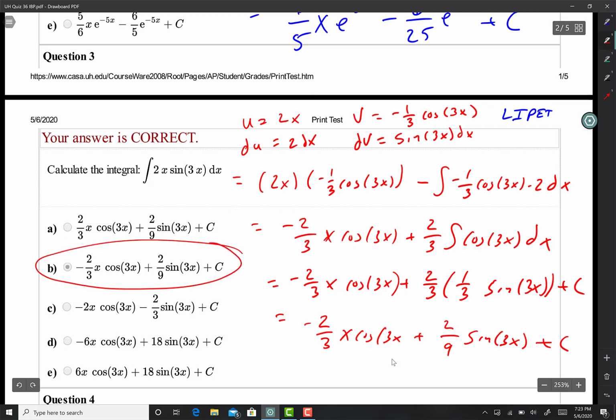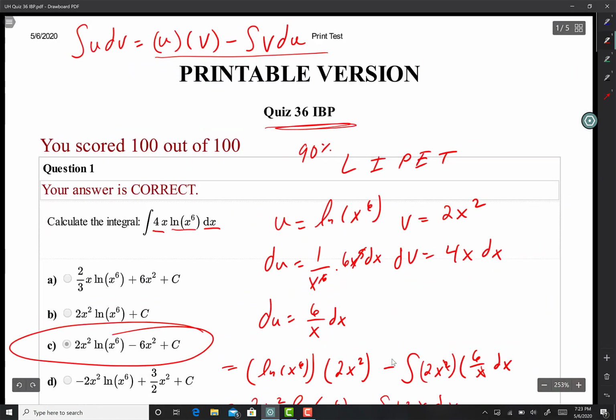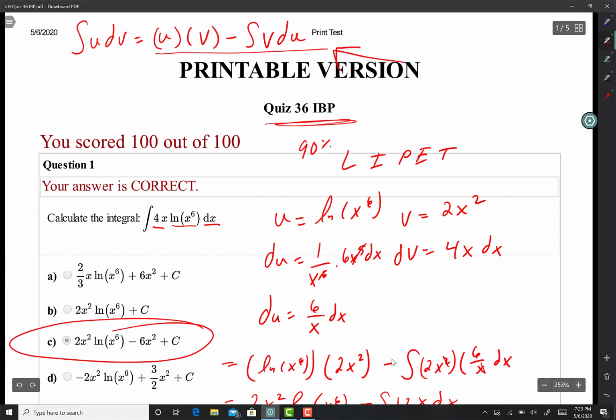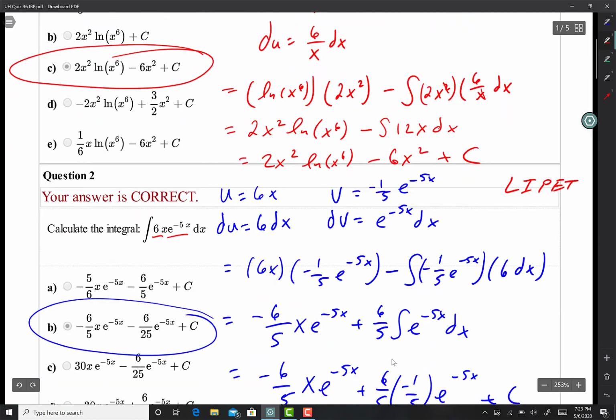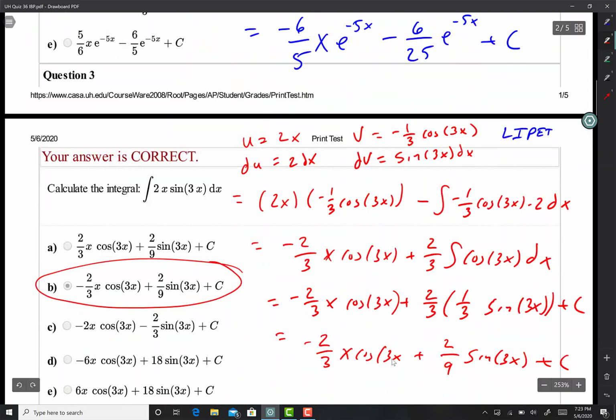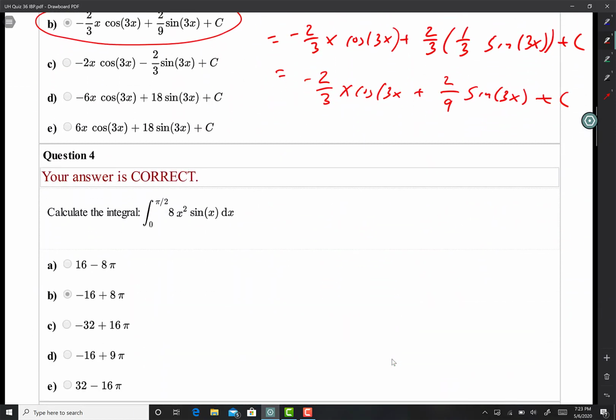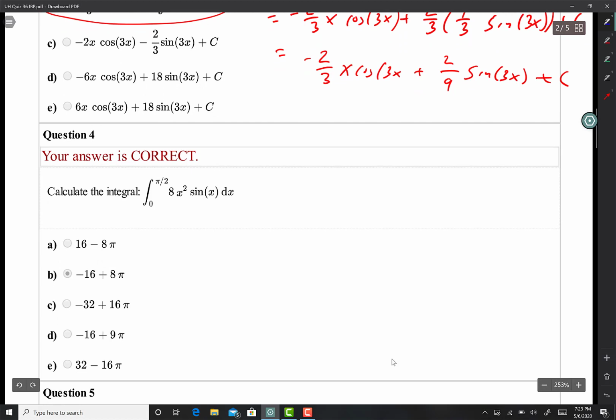I am going pretty fast, guys, so I'm not going to deny, maybe you're like, oh my God, Chavez, slow down. I am doing this formula over and over again. uv minus integral v du. Over and over again. So I'm going to see if I can slow down a little bit.